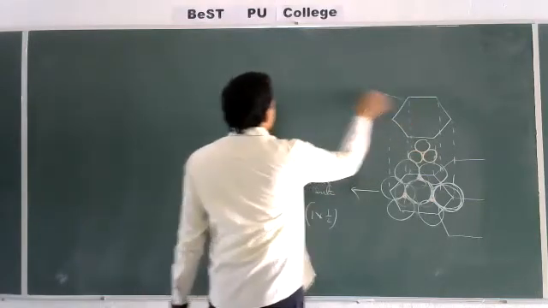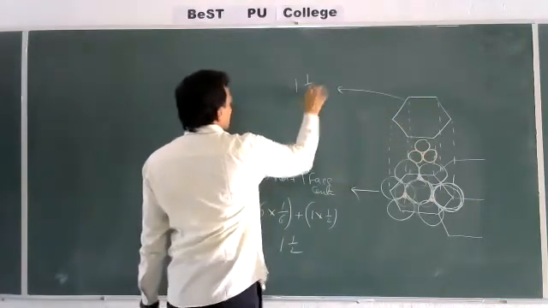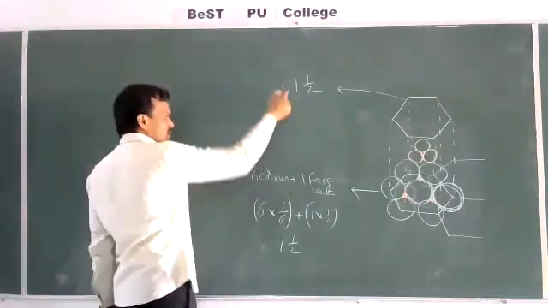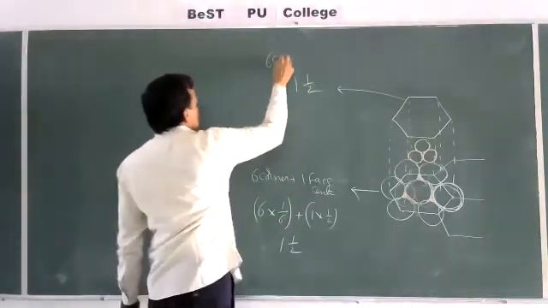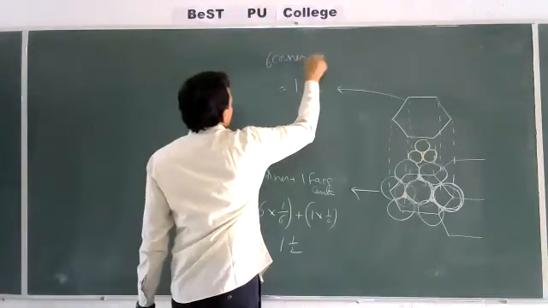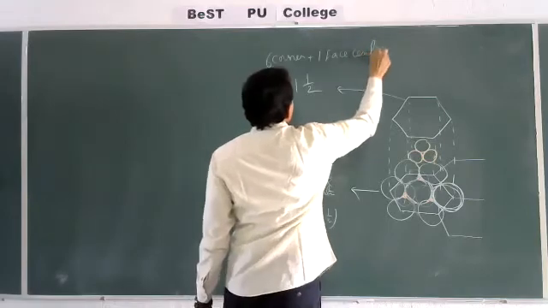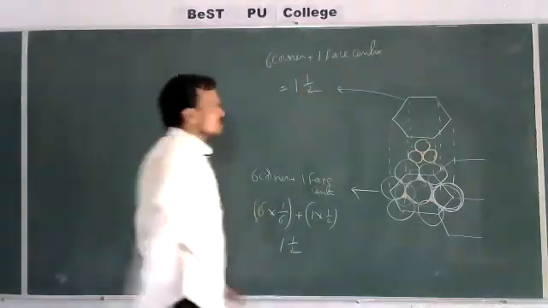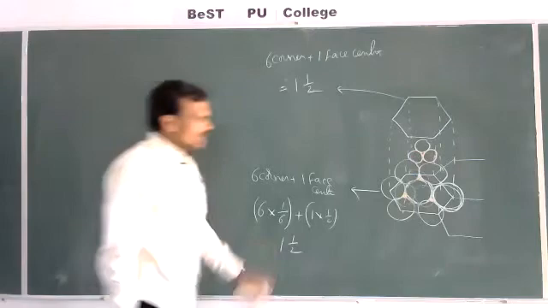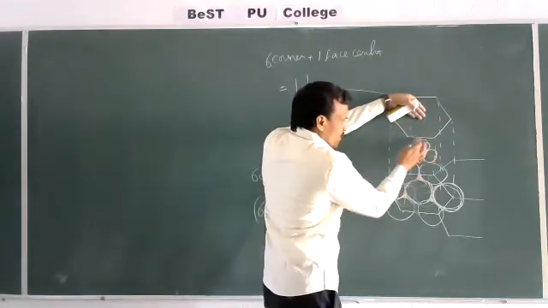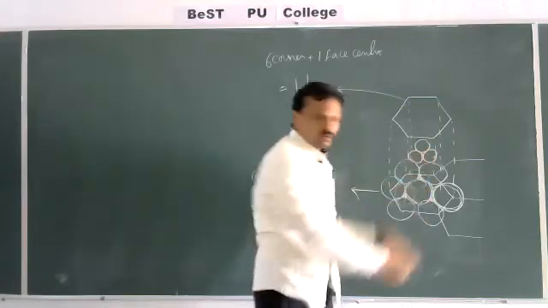Similarly, if you take this plane, here also you can get 1.5 particles, as the same. Here also 6 corners plus 1 face center. So the contribution of this face is 1.5. Still, between these two planes, 3 particles are present in the tetrahedral voids.